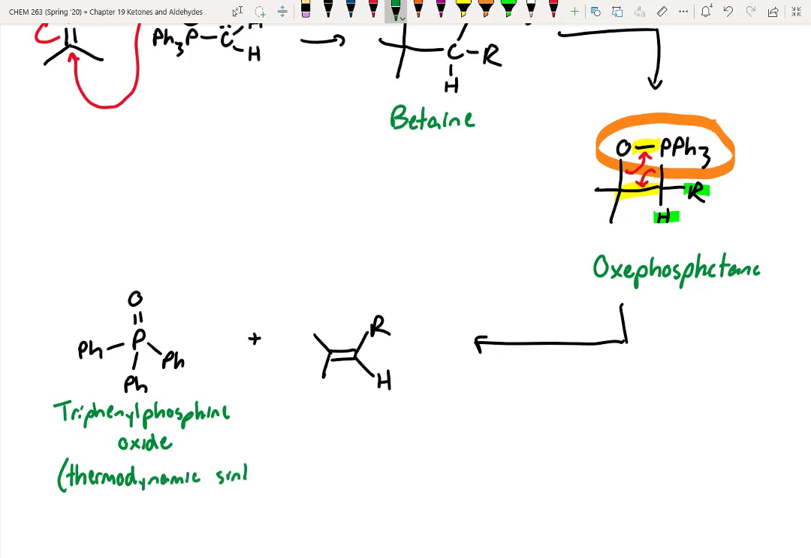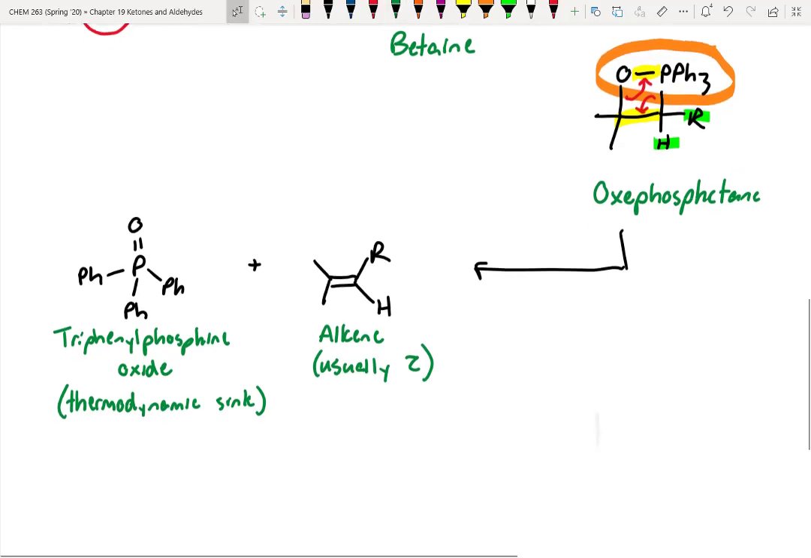Meaning once this is formed, this reaction will no longer be in equilibrium. It'll drive the reaction all the way to completion. And like I said, the desired product is the alkene, and the alkene that's formed is usually going to be a Z alkene. So it's a pretty useful tool for making some of these alkenes.